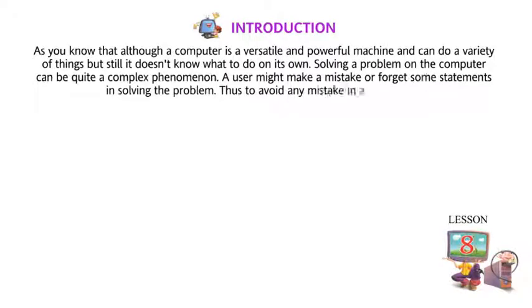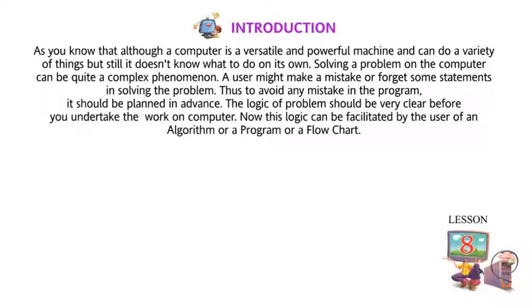Introduction. As you know, although a computer is a versatile and powerful machine and can do a variety of things, it still doesn't know what to do on its own. Solving a problem on the computer can be quite complex. A user might make a mistake or forget some statements in solving the problem. Thus, to avoid any mistake in the program, it should be planned in advance. The logic of the problem should be very clear before you undertake the work on the computer. Now, this logic can be facilitated by the use of an algorithm, a program or a flowchart.